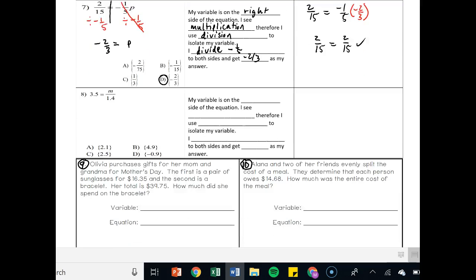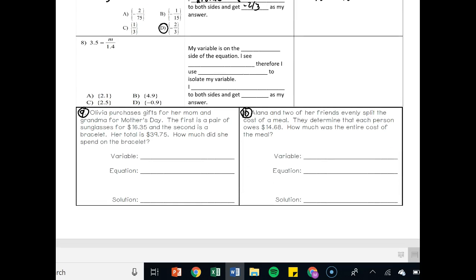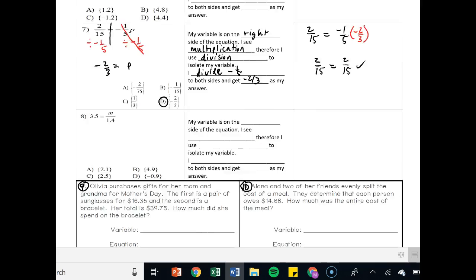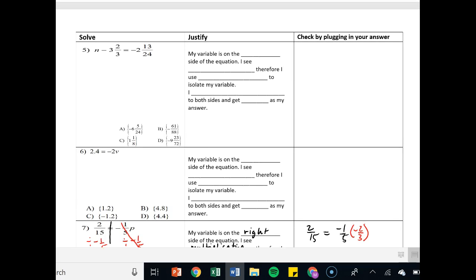All right, so that's it. You're responsible for the next ones, as well as 9 and 10. Write down what your variable is, your equation, and your solution. Show all work, and call me if you have questions.